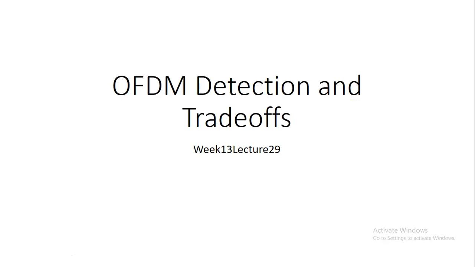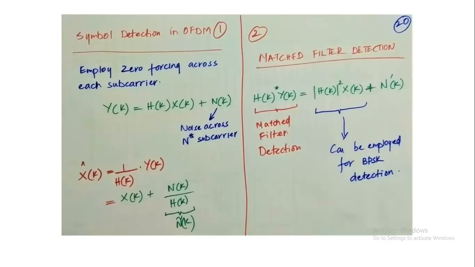Bismillahirrahmanirrahim. Today we will discuss two methods of detection in orthogonal frequency division multiplexing and some other trade-offs that we have to cater for while we are considering the cyclic prefix and the delay spread when we are using OFDM. So this is week number 13 and lecture number 29.